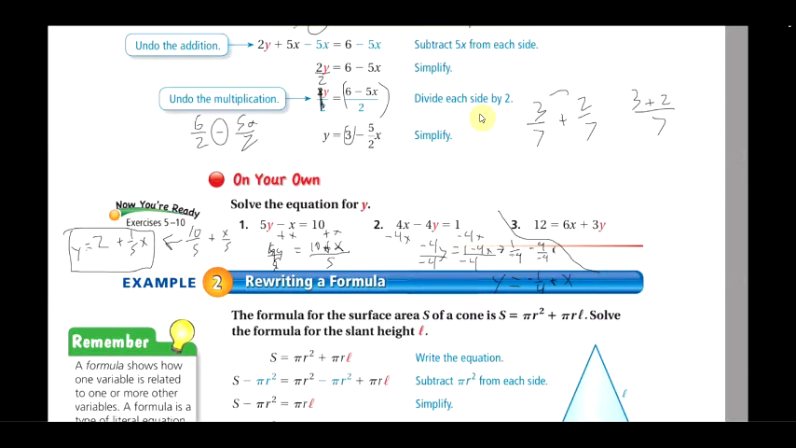Last one here, we'll solve by going up. We don't usually do this. So we'll do the opposite of how 6x is related to it: minus 6x from both sides. So we get 12 minus 6x equals 3y.